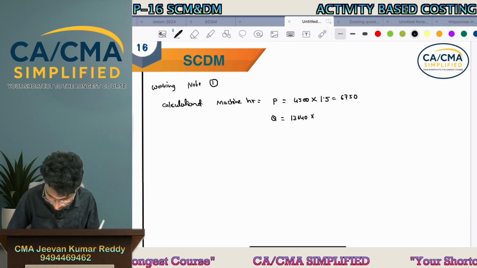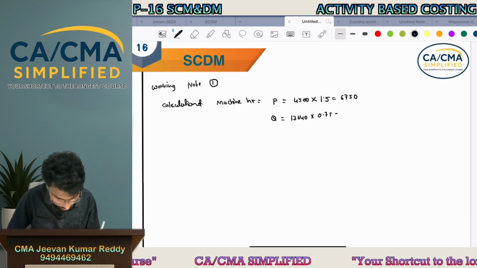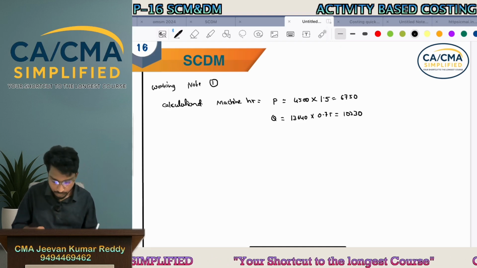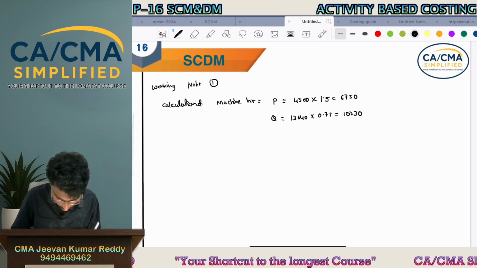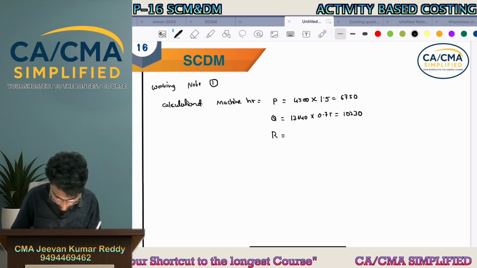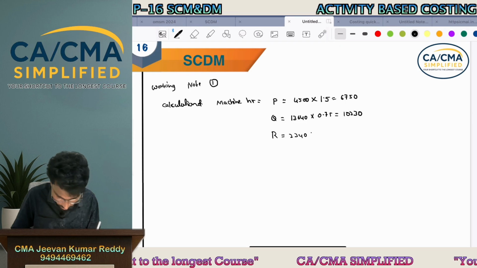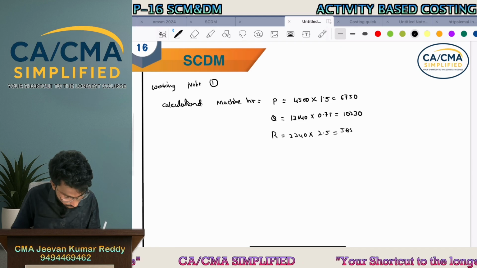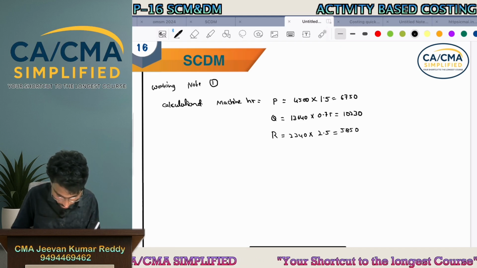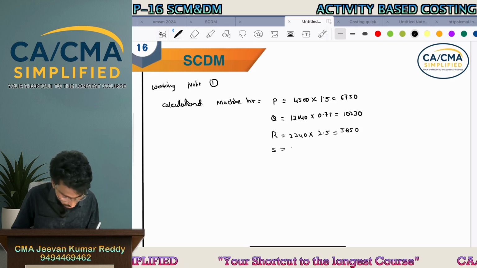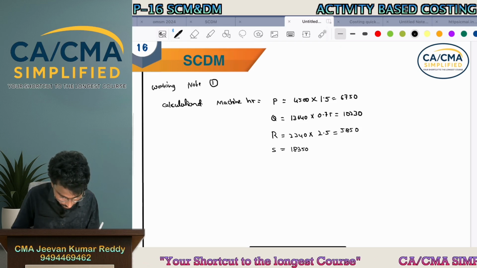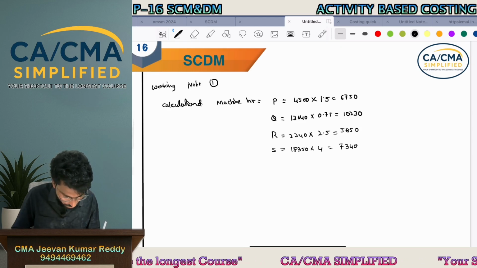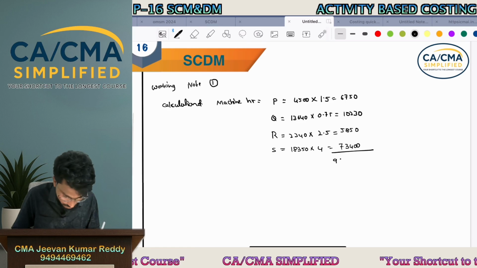Next for Q, 13,640 into 0.75 comes to 10,230. Next for R, 2,340 units into 2.5 machine hours comes to 5,850. Next for S, 18,350 into 4 comes to 73,400. Total how many machine hours? 96,230.